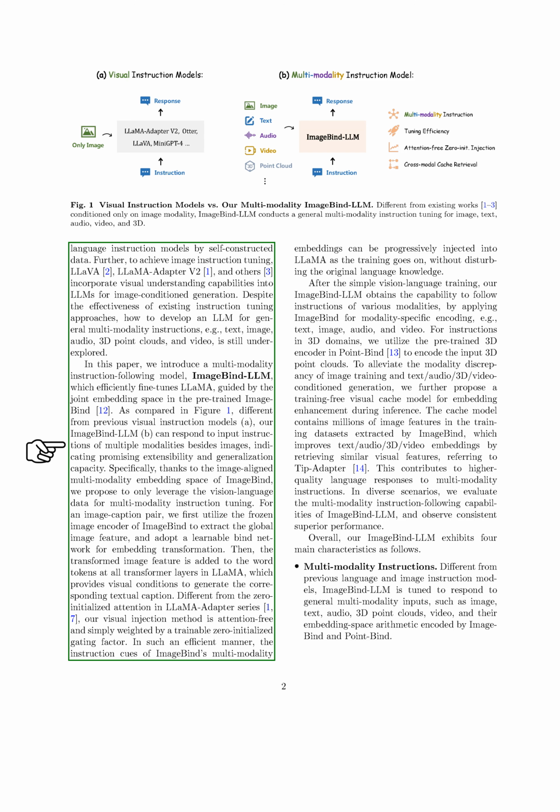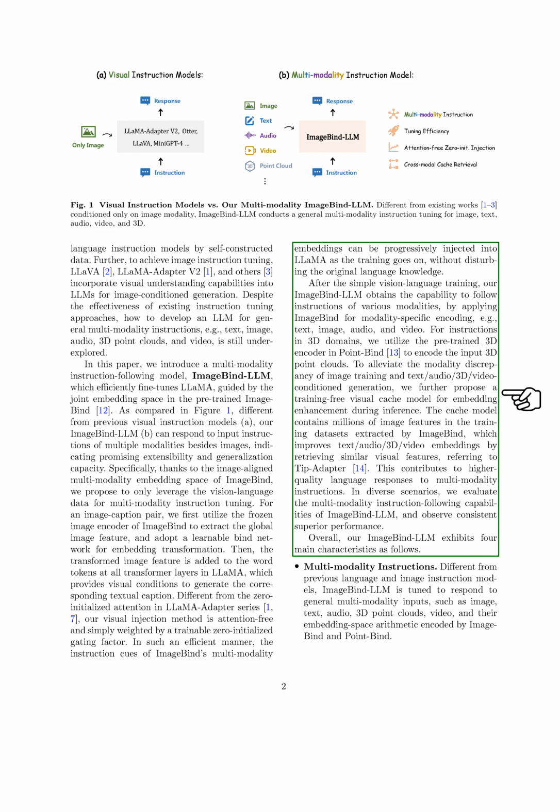Our visual injection method is attention-free and simply weighted by a trainable zero-initialized gating factor. This allows the instruction cues of ImageBind's multimodality embeddings to be progressively injected into LLaMA without disturbing the original language knowledge. After this vision-language training, our ImageBind-LLM can follow instructions of various modalities by applying ImageBind for modality-specific encoding. For instructions in 3D domains, we use the pre-trained 3D encoder in PointBind to encode the input 3D point clouds.